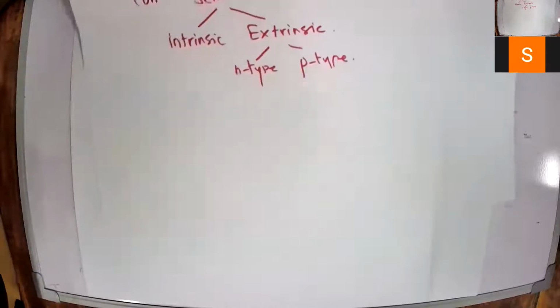right? A pn junction. Do you have class at 9 o'clock?